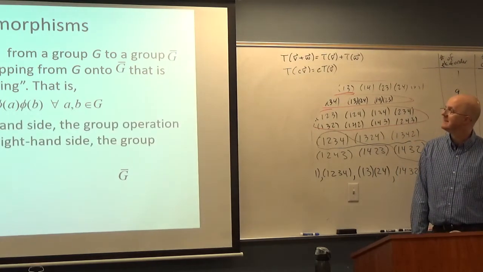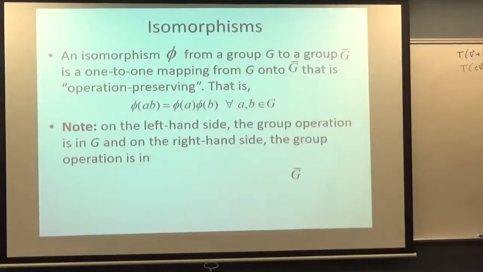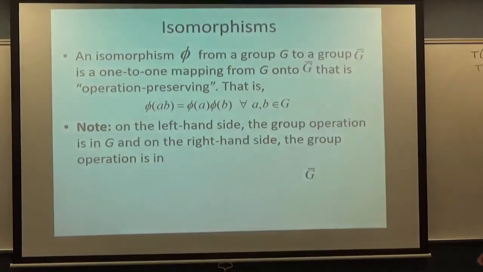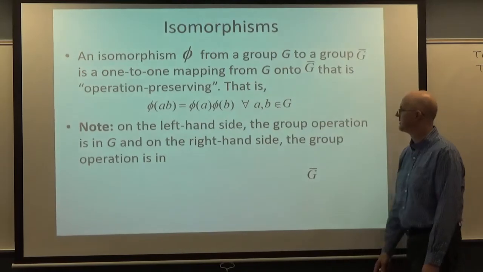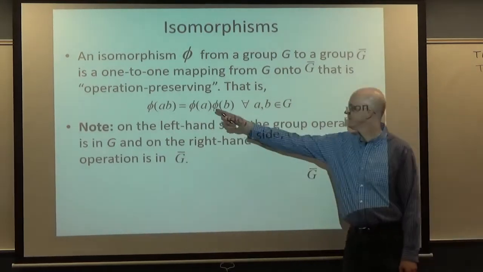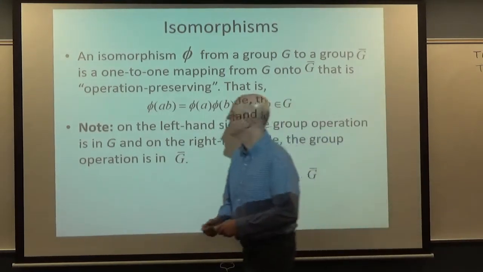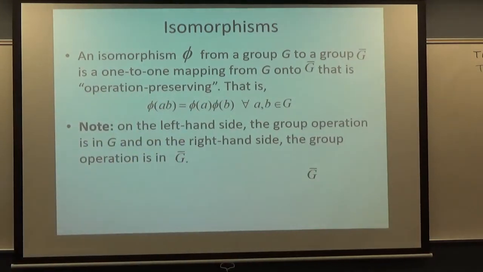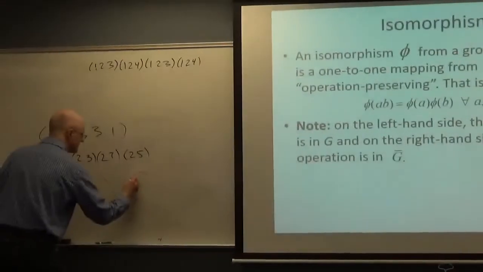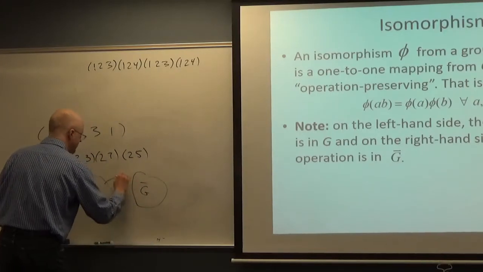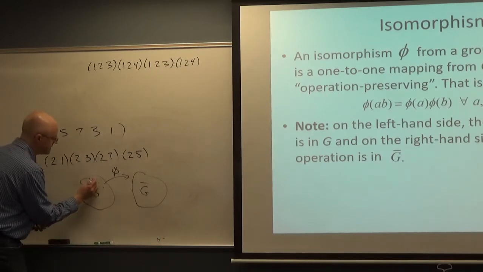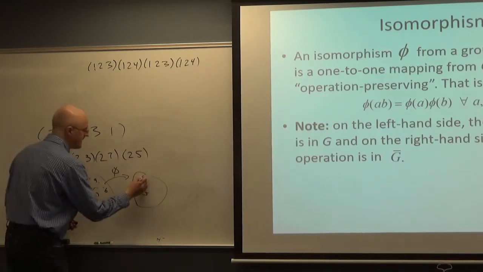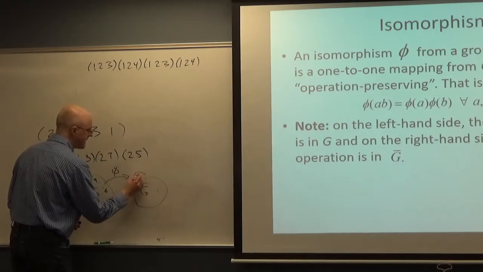Note on the left side, the group operation is in G, meaning the A times B. And on the right-hand side, the group operation is in G bar, phi of A times phi of B. Phi maps G to G bar. This is G, and this is G bar. Phi is mapping from G to G bar. So A and B are elements of G. Phi of A and phi of B are elements of G bar.